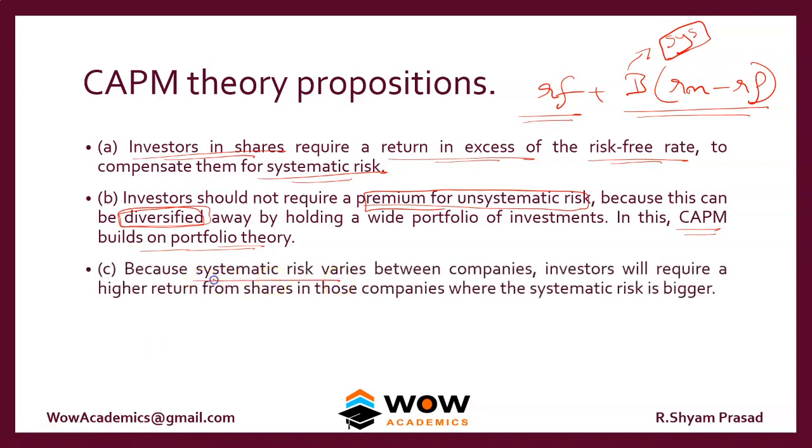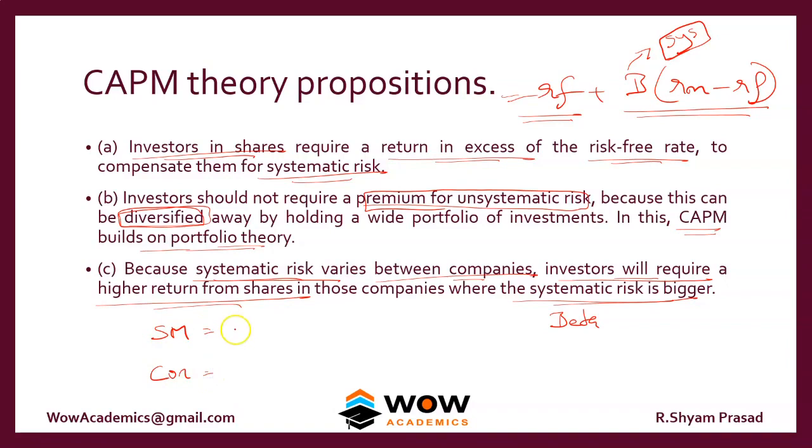Because systematic risk varies between companies, investors will require a higher return from shares where the systematic risk is higher. So whenever a company has a high risk, the beta will also be a higher number. The beta will increase the return for the share. So we can put it like this: assume we'll take two companies. One company is a supermarket company and the other one is a construction company.